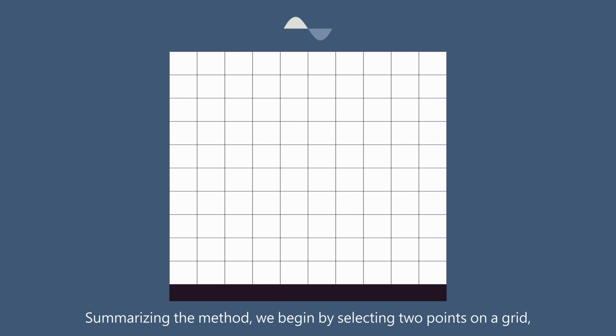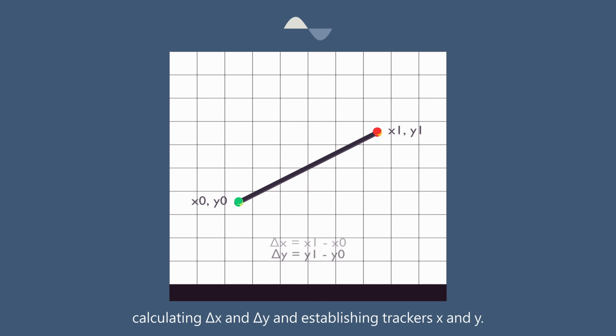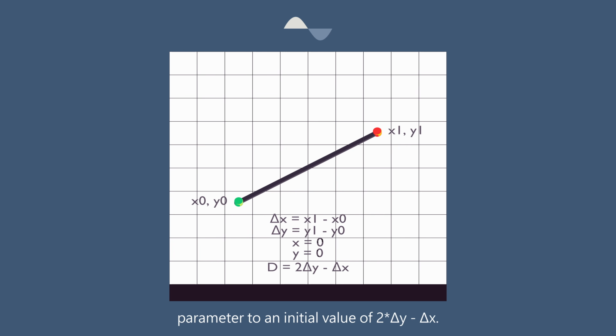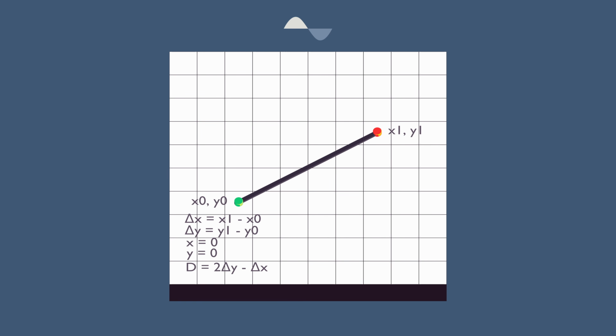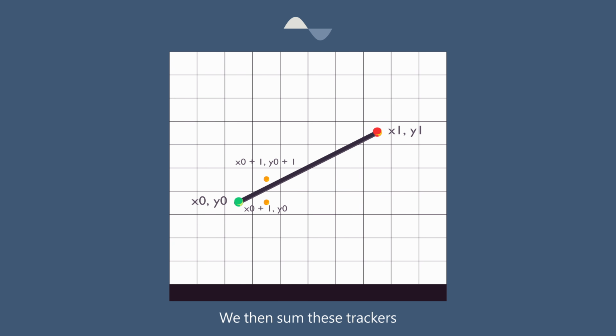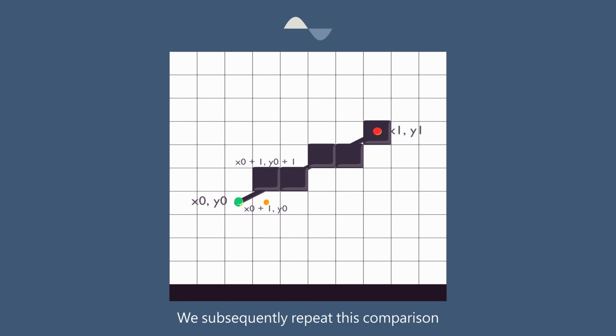Summarizing the method, we begin by selecting 2 points on a grid, calculating delta x and delta y and establishing trackers x and y. We then set a decision parameter to an initial value of 2 delta y minus delta x. If the value of the parameter is positive, we add to both our trackers and sum 2 delta y minus 2 delta x onto our parameter. If negative, we add only to the x tracker and sum 2 delta y onto our parameter instead. We then sum these trackers onto a base position, giving us the next point we need to draw to. We subsequently repeat this comparison and drawing process for the remaining horizontal length of the line, drawing a line between the 2 points. We then need to remember to draw to the initial point as well, finishing our line.